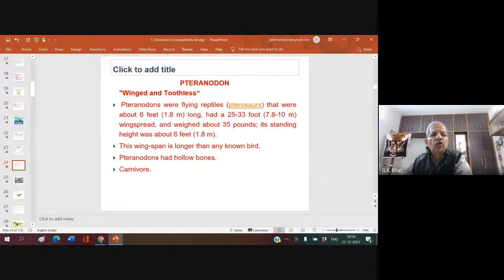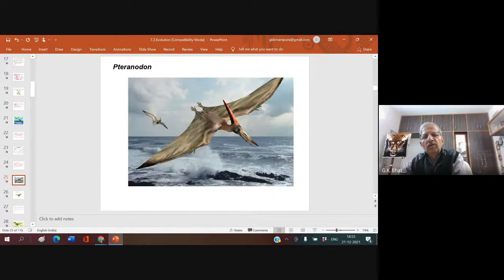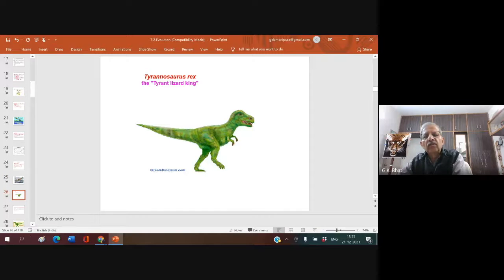Pteranodon, winged and toothless. Pteranodons were flying reptiles. They were about 6 feet long with a 25 to 33 foot wingspan. They weighed about 35 pounds, and the standing height was about 6 feet. The wingspan is longer than any known bird. This is about the pteranodon, and it was a carnivore. And now you have Tyrannosaurus rex.